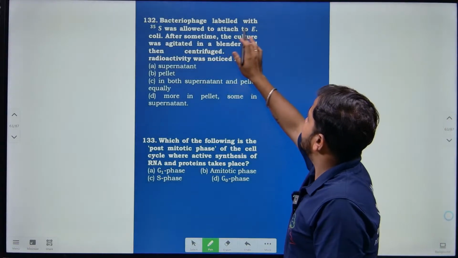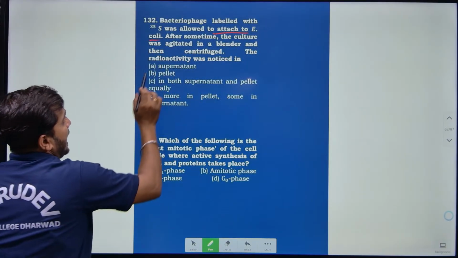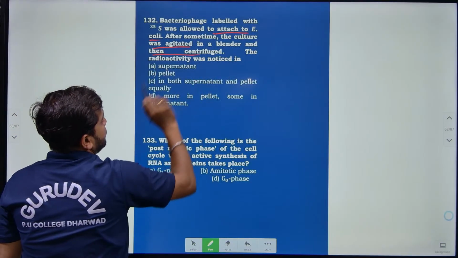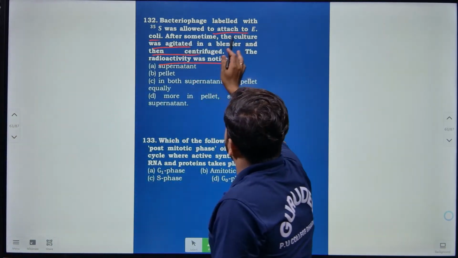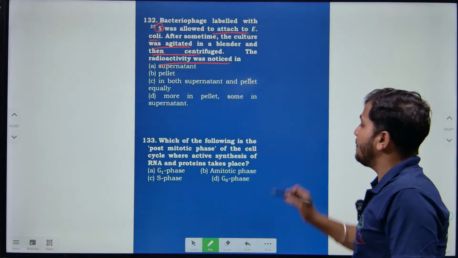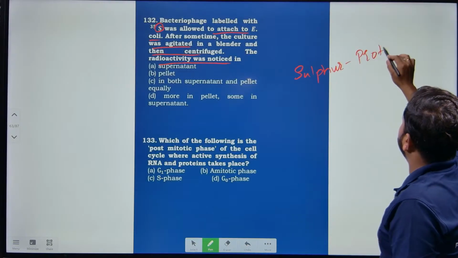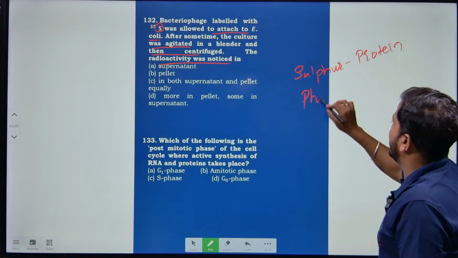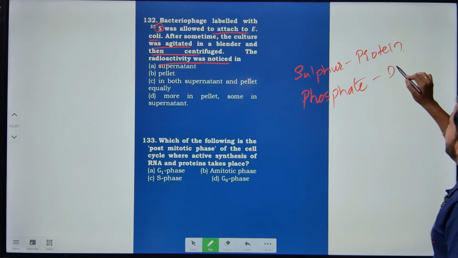Then the bacteriophage labeled with 35S was allowed to attach to the E. coli. After some time the culture was agitated in a blender and then centrifuged. The radioactivity was noticed in, right? So what they have done is label the bacteriophage with radioactive sulfur. Sulfur is a part of the protein, because DNA is going to be labeled with radioactive phosphate, right? Radiolabeled phosphate is related to the DNA.